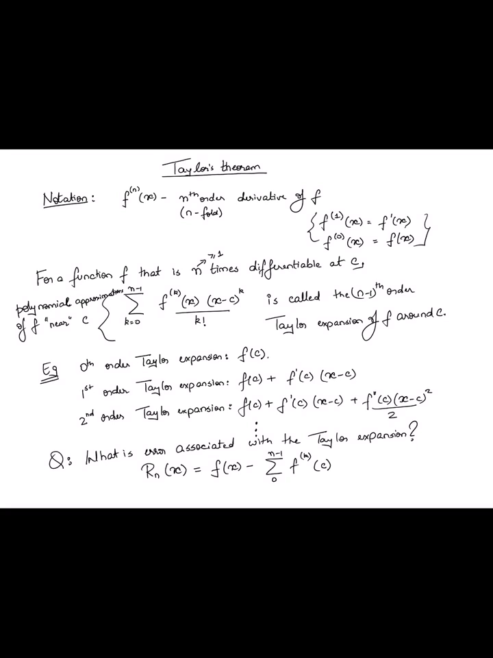Oh, I think I made an error here. The kth derivative has to be at c, of course. All the examples I've given are correct. Just the Taylor expansion involves derivatives at c. So f^(k) of c times x minus c raised to k, divided by k factorial. The error between the function and its n-1th order Taylor expansion is denoted by R_n of x, and Taylor's theorem gives you a characterization of this.